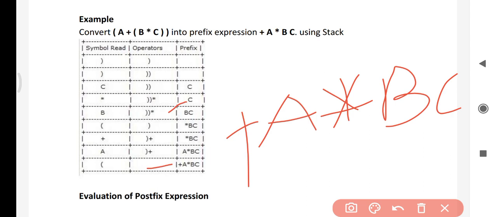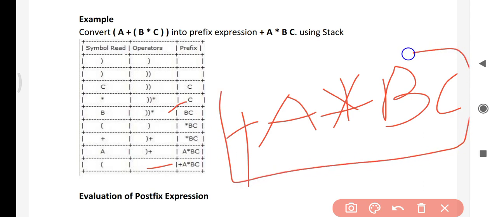I hope you understand the example of conversion of infix to prefix and the algorithm of infix to prefix. In the exam they will ask you the algorithm, as well as give some examples to convert the given infix expression into prefix, or else they will ask you to convert infix to postfix. Okay, thank you.